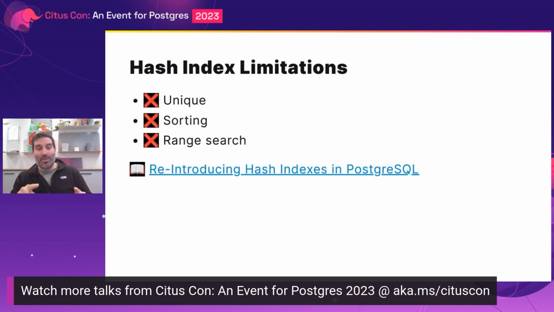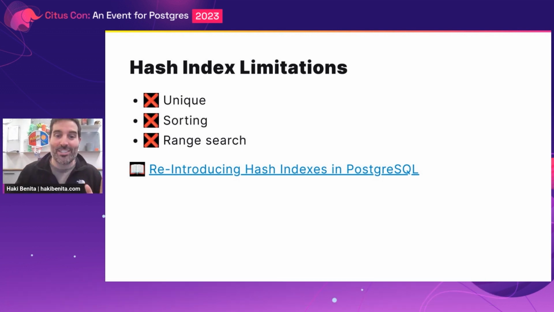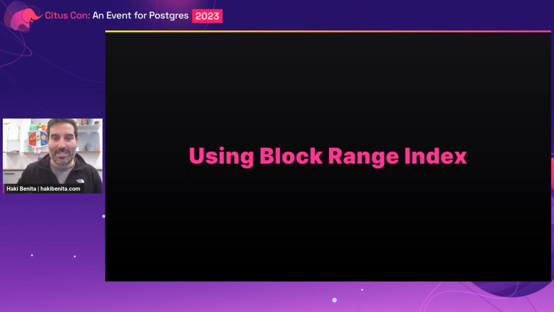Hash index also comes with a few limitations. First of all, because we're not storing the values, we can't use a hash index to enforce a unique constraint. We can't use it for sorting, and we can't use it for range scans. Okay, if you need range scans, don't use a hash index.